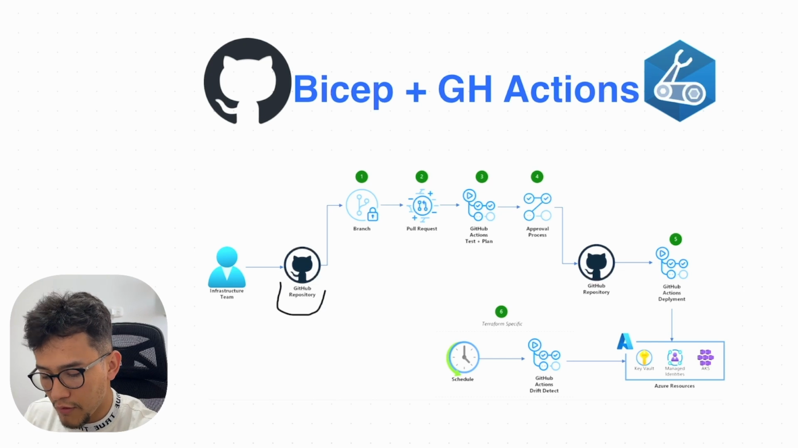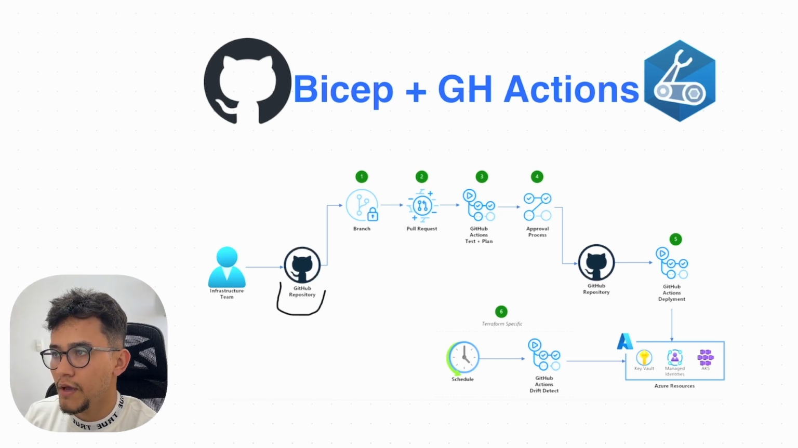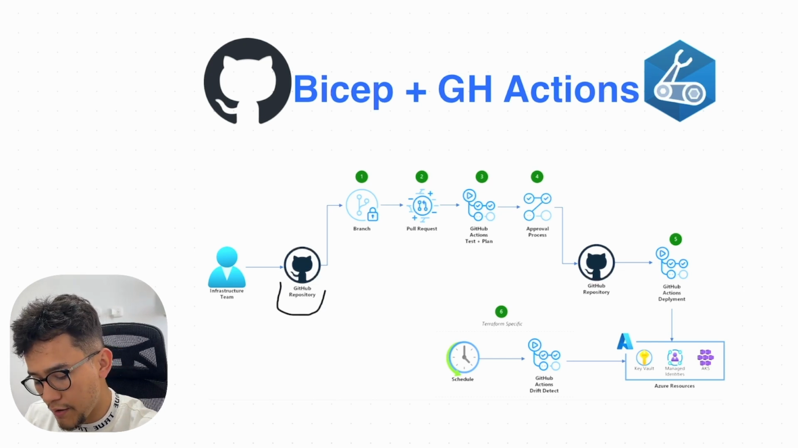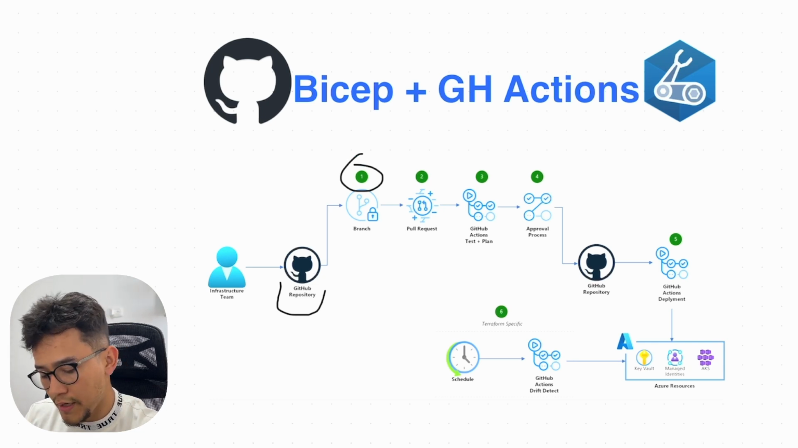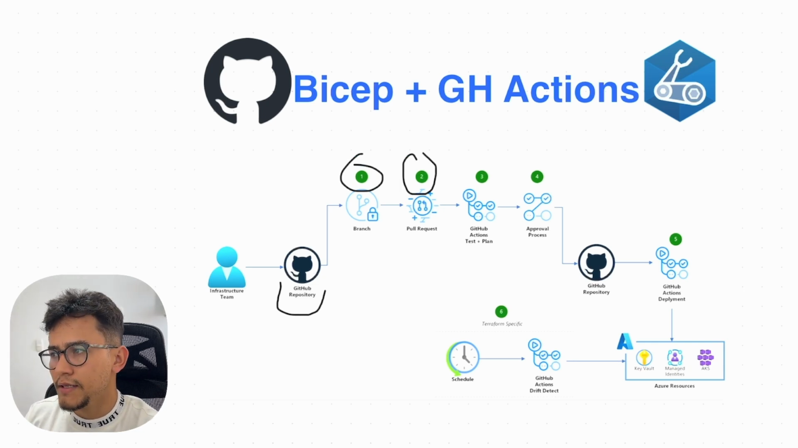So we have our configuration stored in a GitHub repository. When there is a new change, we create a new branch and then we add those changes there. Once we are done with the changes, we create a pull request to the main branch. In this case, we only have one main branch. We don't have multiple environments, but this can be expanded to more environments.